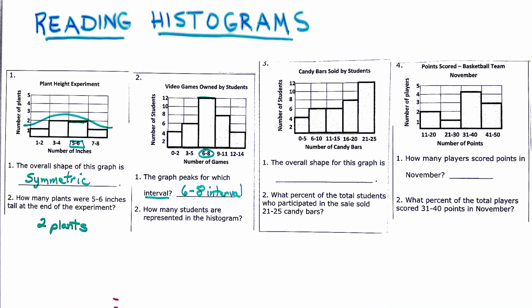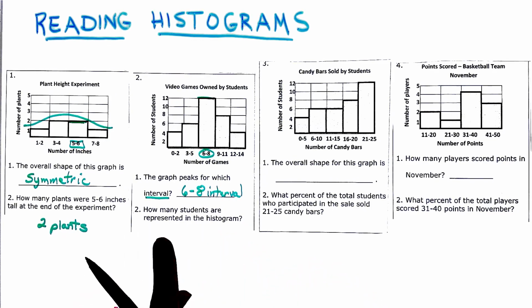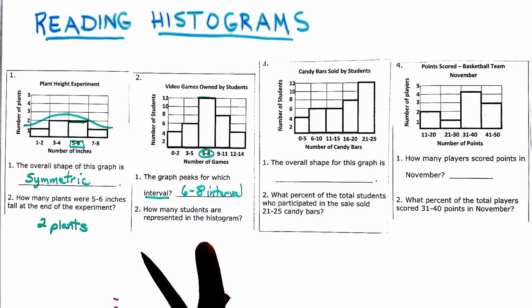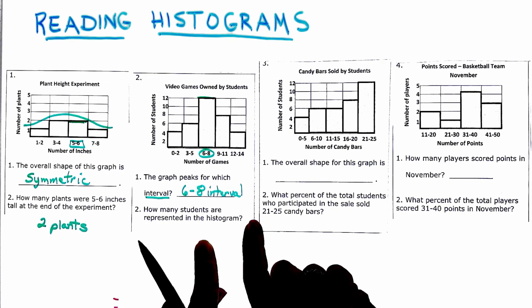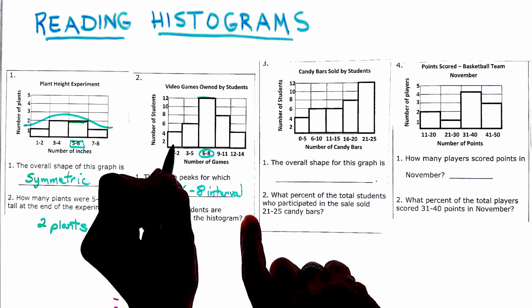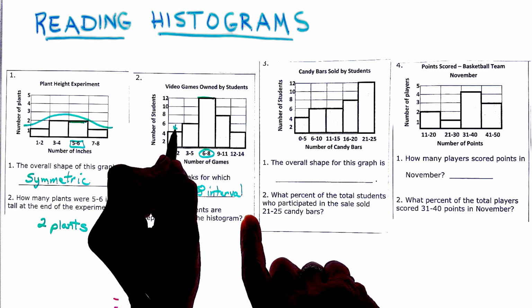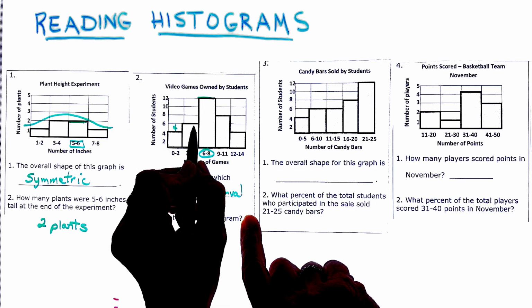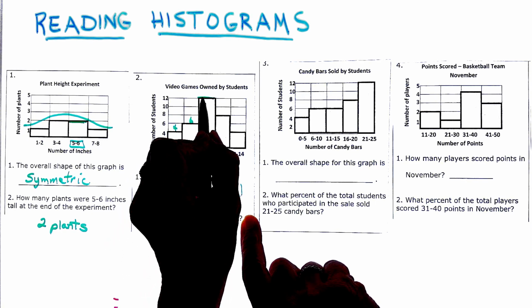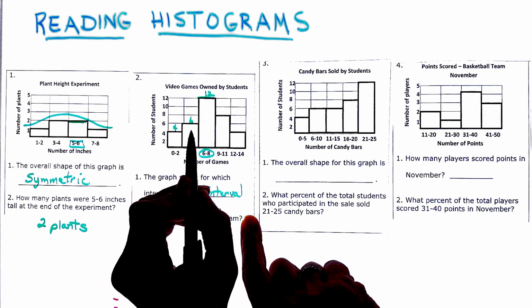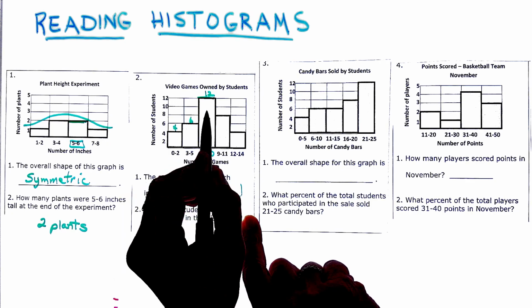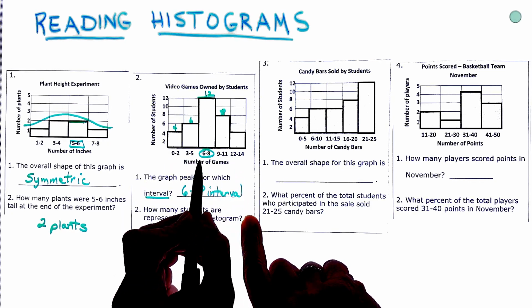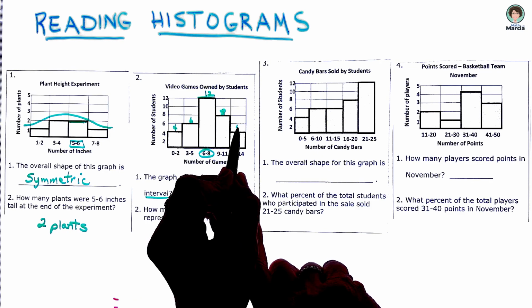All right, for the second question, it says, how many students are represented in the histogram? That's not too bad, because all we have to do is write my numbers above each bar. This first bar stands for 4 students. This next one stands for 6. We said there were 12 students here. Going straight across, I see this is an 8. And then the last one is a 4.